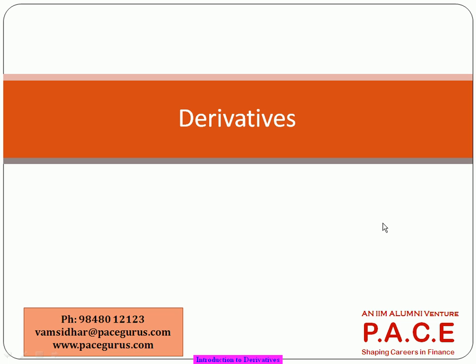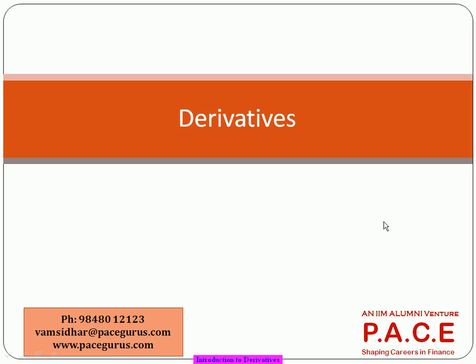Whenever we talk about the derivatives market, the whole buying and selling will happen at some future date. There are four types of derivatives available, but all four of them have this commonality: the buying and selling will happen at a future date. It could be even tomorrow, or it could be after 1 year.